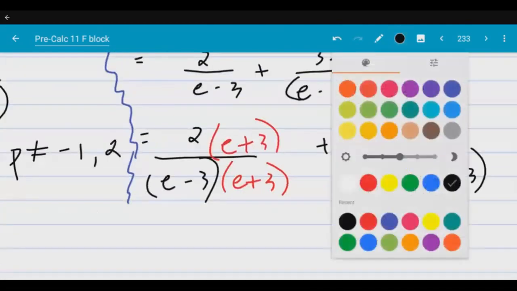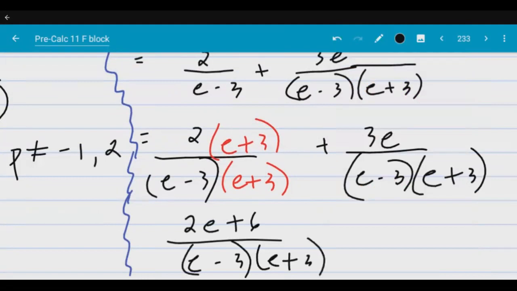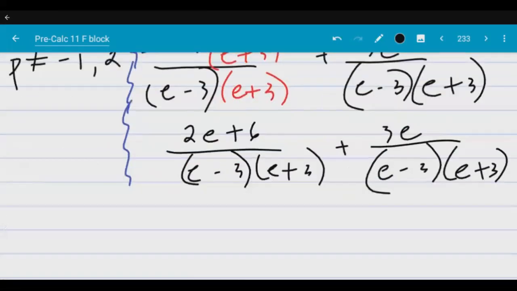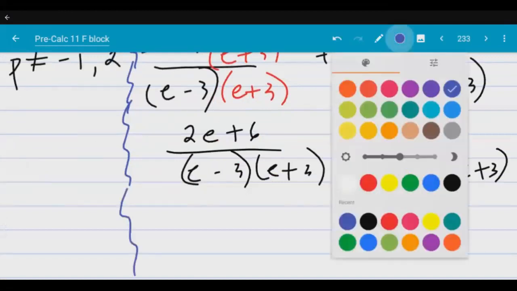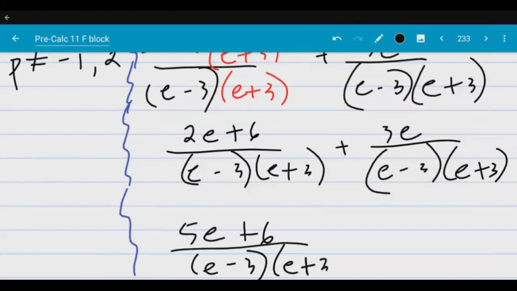Or that would be 2e plus 6 over e minus 3 times e plus 3 plus 3e over e minus 3 times e plus 3, and we can just put them all together now. That would be, oops, 5e. 2e plus 3e is 5e plus 6 all over e minus 3 times e plus 3. And there is your answer.